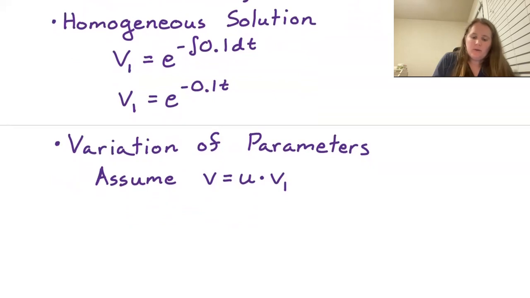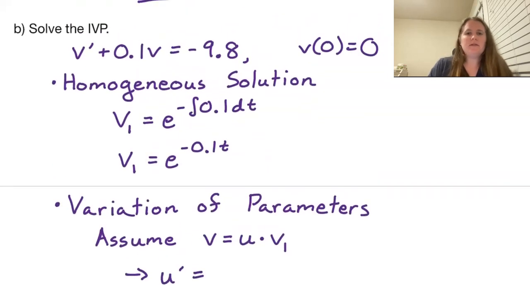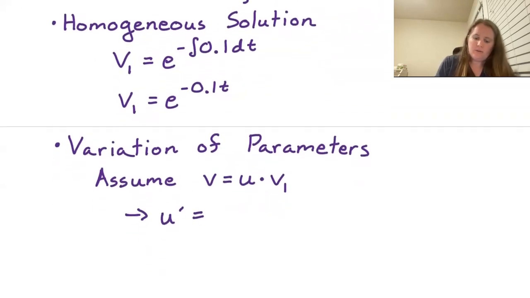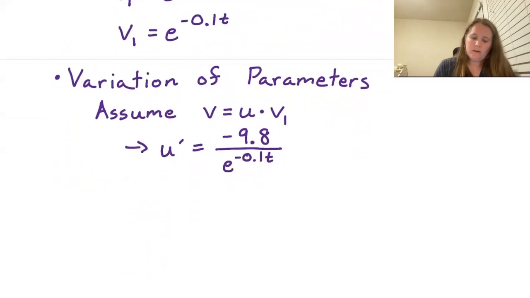From there, we know that u prime should satisfy the right side of our differential equation, negative 9.8 divided by our v1. So our v1 was e to the negative 0.1 t. Reworking this becomes u prime is equal to negative 9.8 times e to the positive 0.1 t.